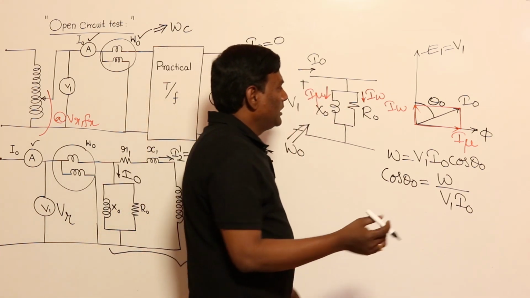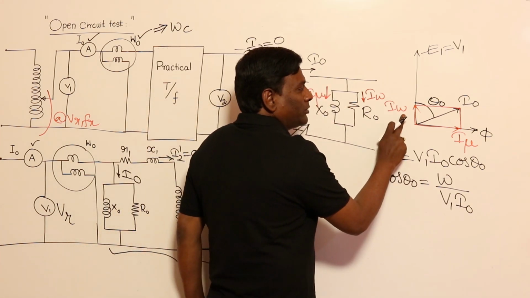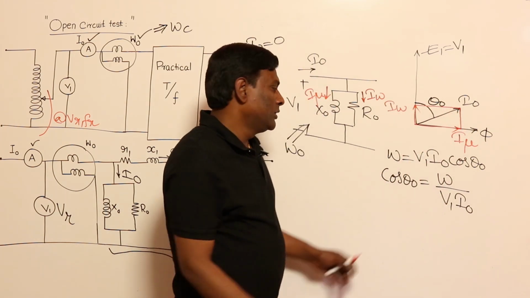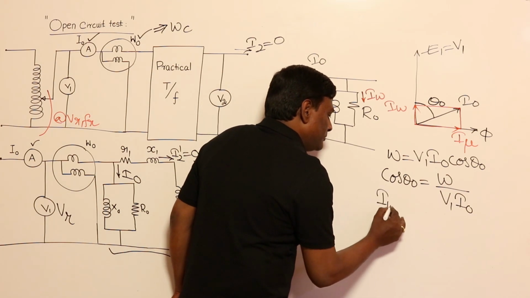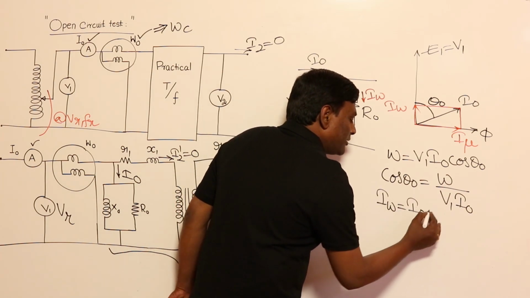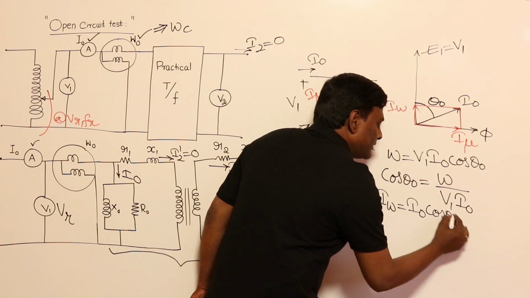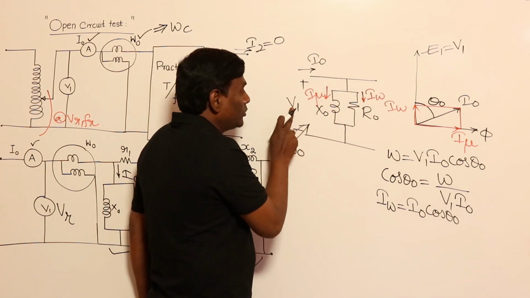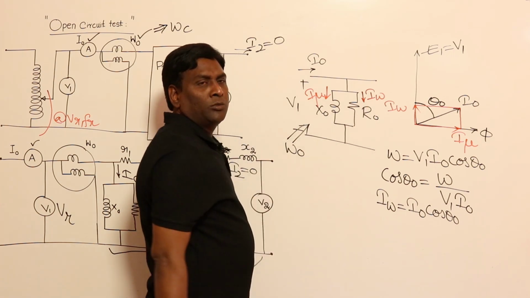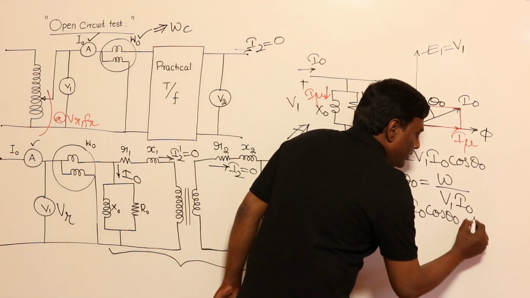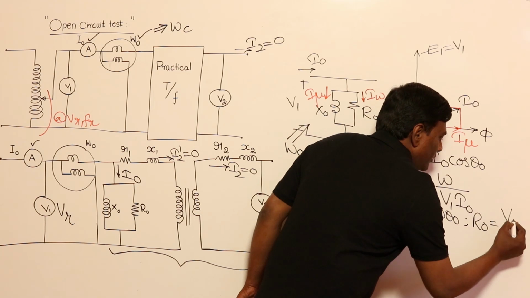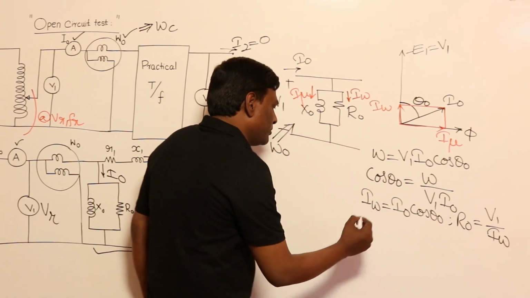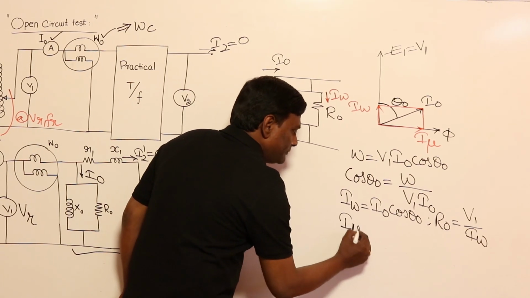Now let us find IW, which is nothing but I naught cos theta naught. I already found the cos theta naught value, so let me calculate IW. IW is equal to the I naught value, the ammeter reading, multiplied by cos theta naught. Now you know the IW value and the voltmeter reading, so the voltmeter reading divided by IW is going to give you R naught. So R naught is going to be V1 divided by IW. We found R naught.